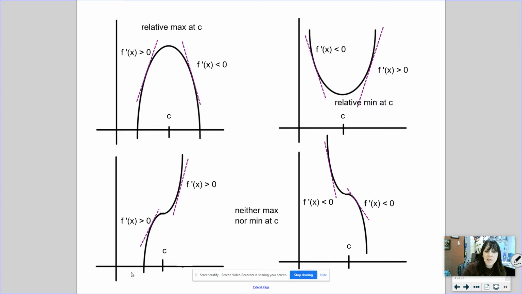It would look like this one down here on the left. Same thing on the right. If you have a function that's decreasing and then decreasing more, there's no max or min there. That has a special name that we haven't gotten to yet, but that is not a change in direction. So there's no max or min. You're looking for a change in direction.